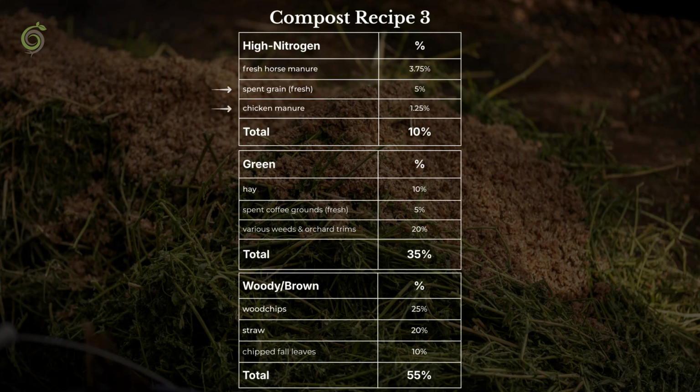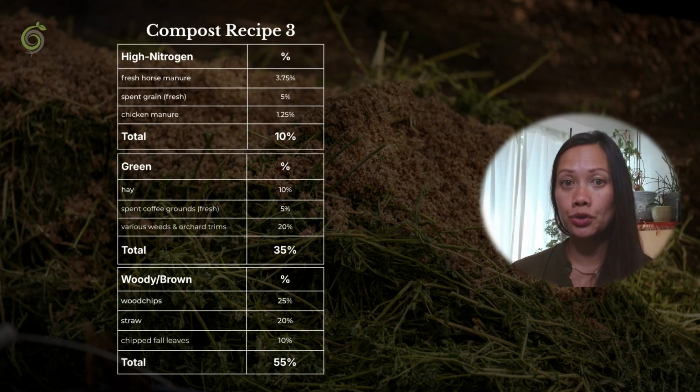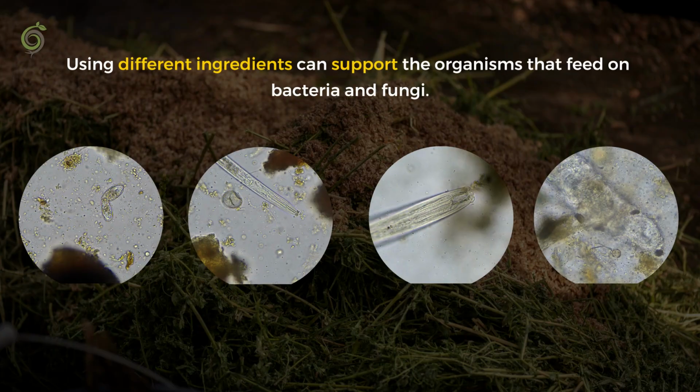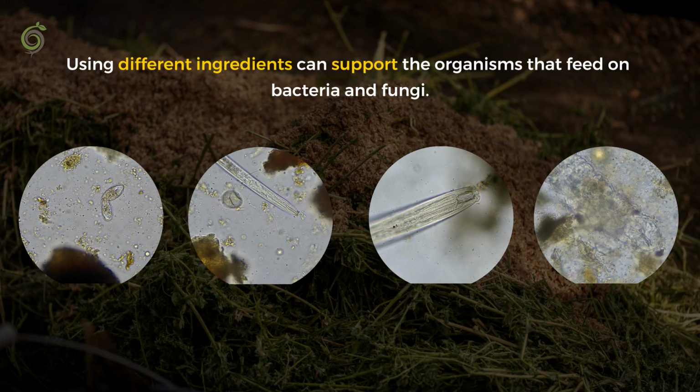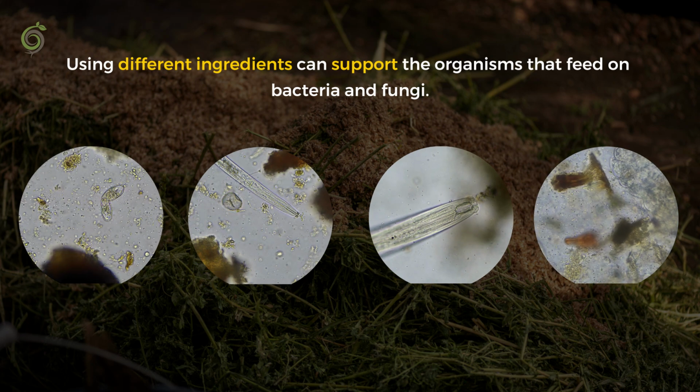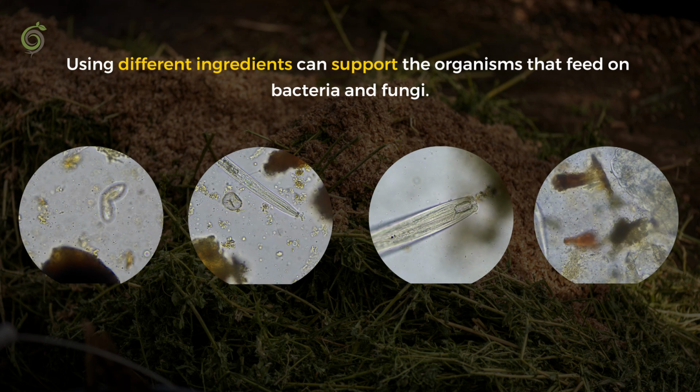I added spent grain and chicken manure to the high nitrogen category. I added different green clippings and weed trimmings to the green category, and I included chipped fall leaves in the brown category. This variation helps introduce and support a more diverse community of bacteria and fungi by providing them with a wider range of food sources. And when bacteria and fungi are active, they can also support the organisms that feed on them, like your protozoa, your nematodes, microarthropods, and others.